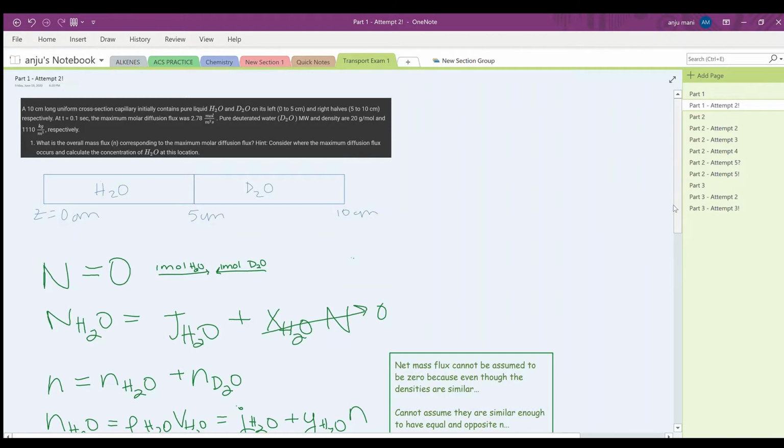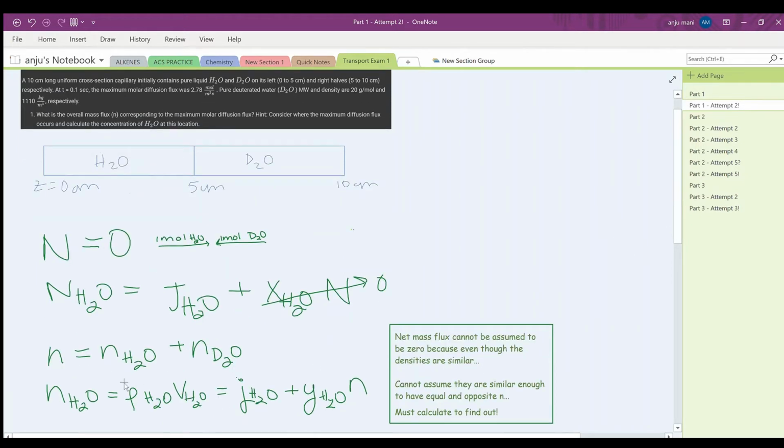Now, when looking at the mass flux, we can't assume that our net mass flux is 0. So we have to calculate the individual mass fluxes and add them together. The mass flux for one component, let's start with water, is equal to the mass concentration of water times the velocity. Because we don't have our total mass flux and we don't know our mass diffusive flux, we'll use this version.